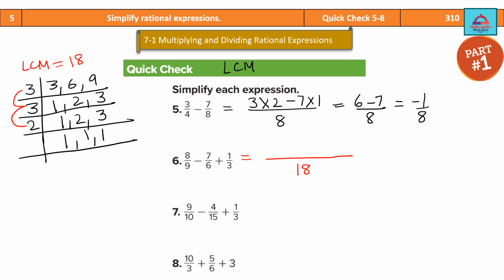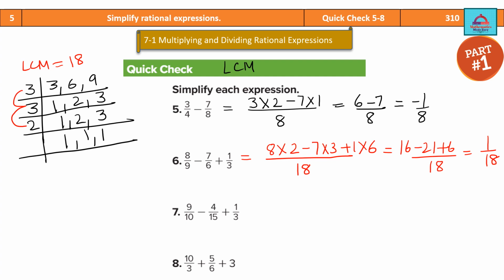Now the denominator is common. So 18 divided by 9 is 2, 8 multiplied by 2. 18 divided by 6 is 3, so 7 with 3. 18 divided by 3 is 6. So this is going to give you 16 minus 21 plus 6 over 18, or 1 by 18 as the simplest fraction.